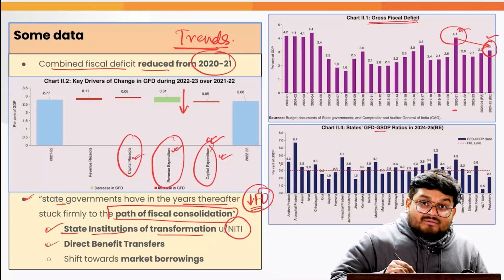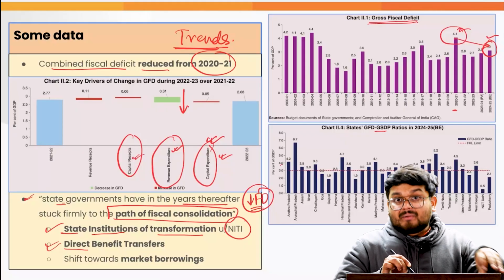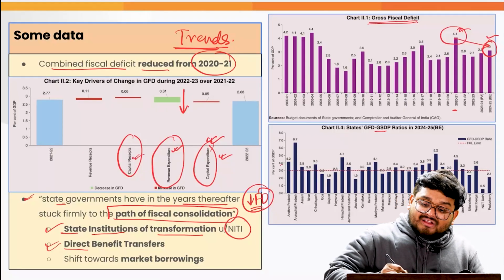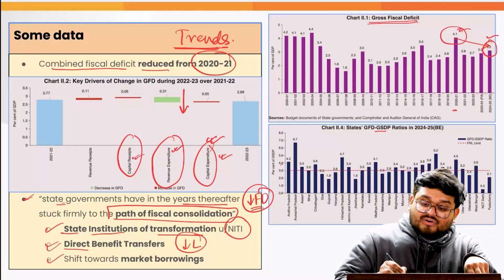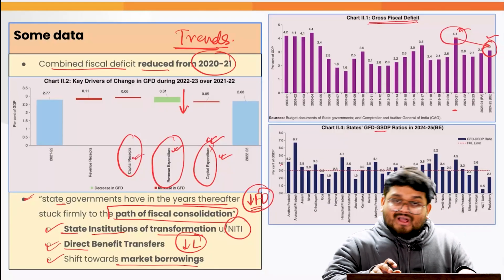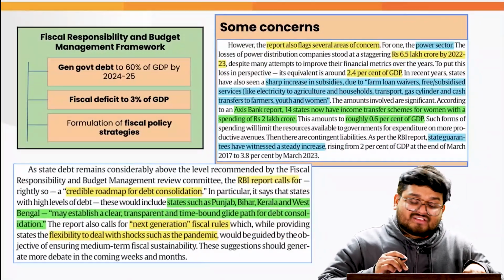Next, many state governments such as Telangana and Karnataka are facilitating direct benefit transfers to the beneficiaries. This is reducing the leakages and the corruption within the same. Also, there is a shift towards market borrowings as of now. So this is also reflecting a healthy amount of debt levels as of now.